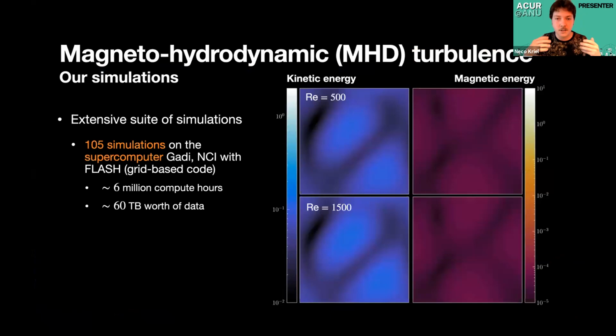Now, to actually study how magnetic fields depend upon the turbulent environment, we ran a large number of simulations and we had to run this on a supercomputer. It's very computationally expensive to run these simulations, roughly taking up 60 terabytes worth of storage and 6 million compute hours. I mean, it was a real computational task. Now here I show you two of my simulations. On the top, it's a simulation where we've set the Reynolds number to be 500. On the bottom panel, we triple the Reynolds number to 1500.